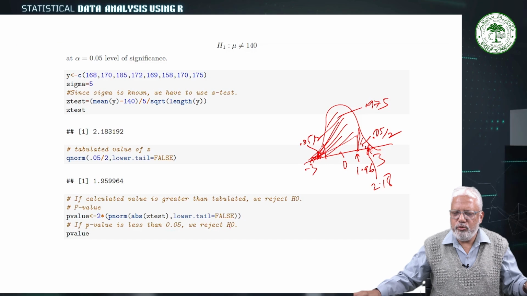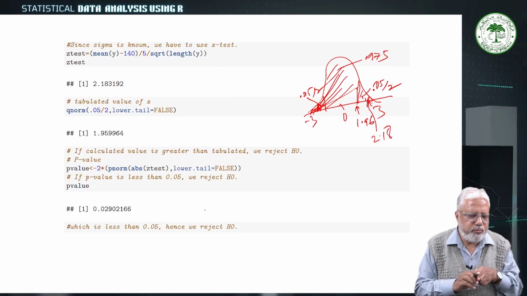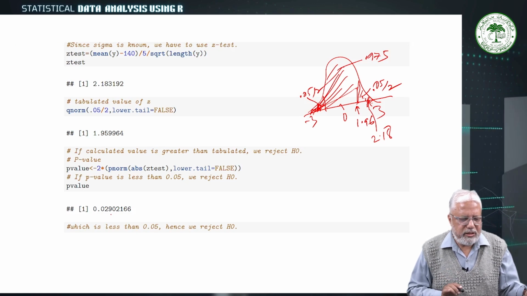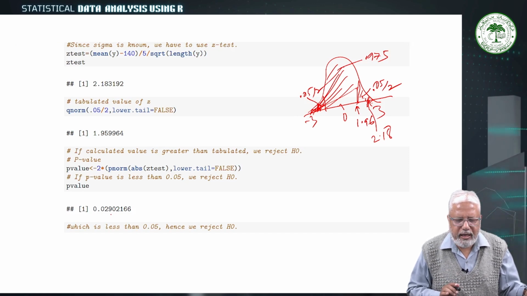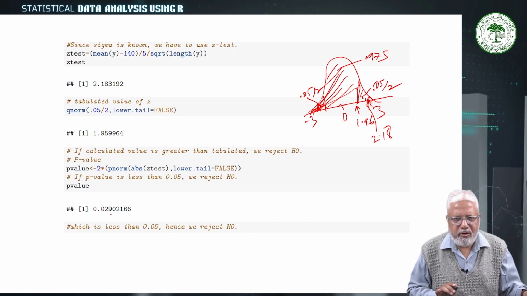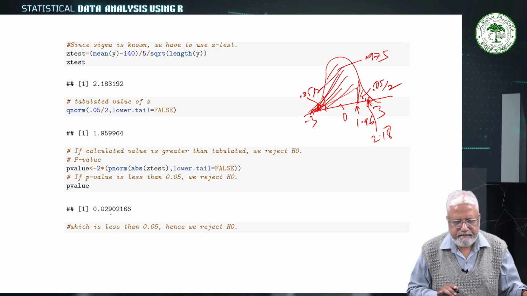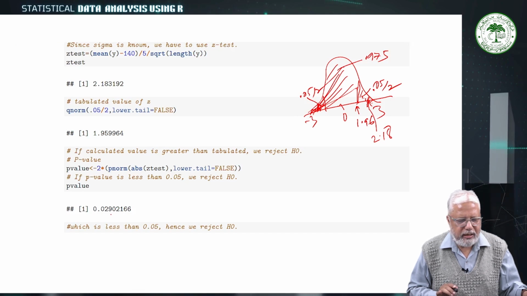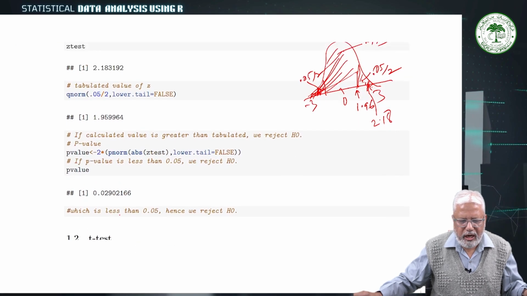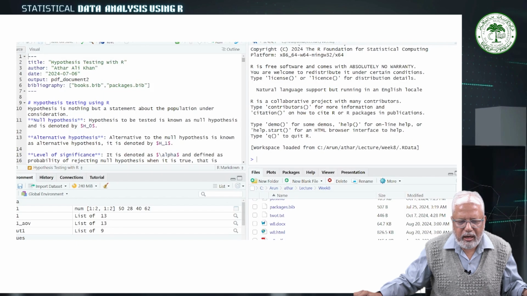So what is the p-value here? Using R commands we are getting a p-value of 0.029, which is less than 0.05, hence we reject H naught. So this is all about the Z test. Now we can go to the R commands.